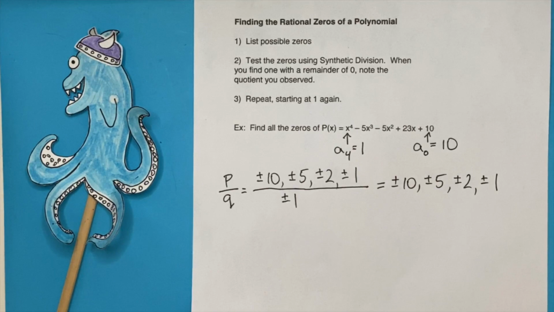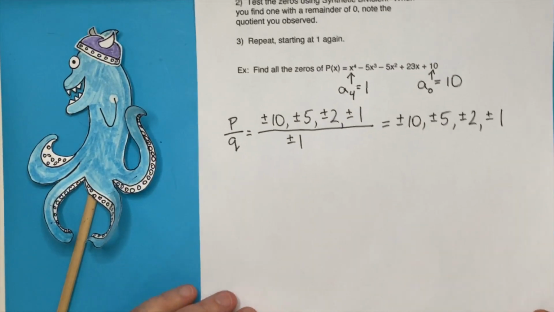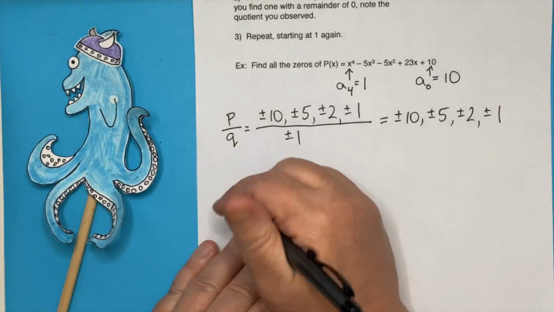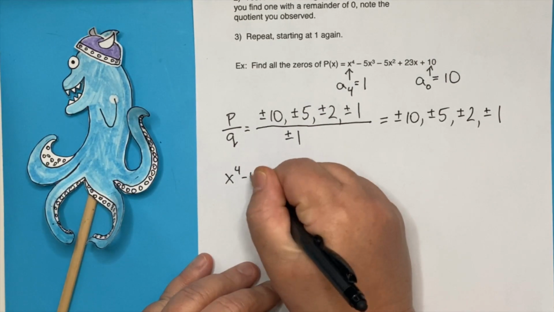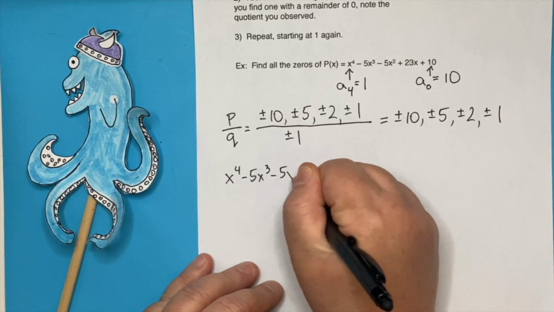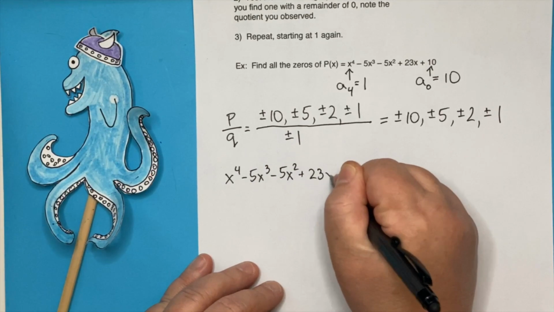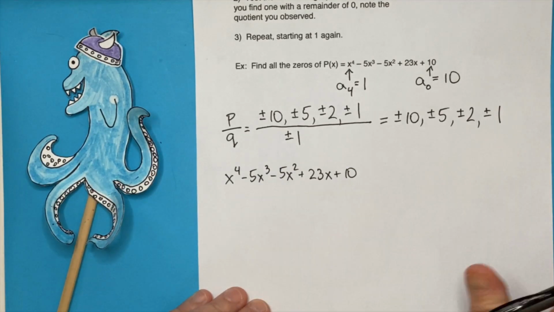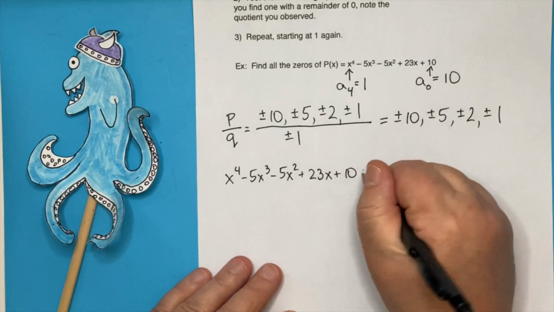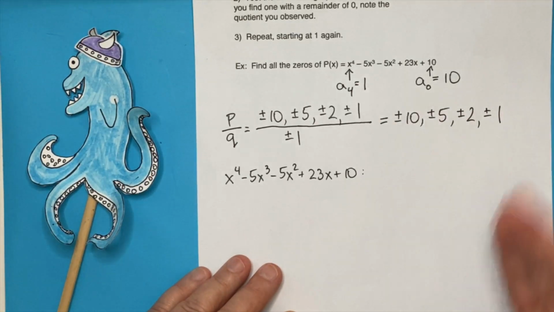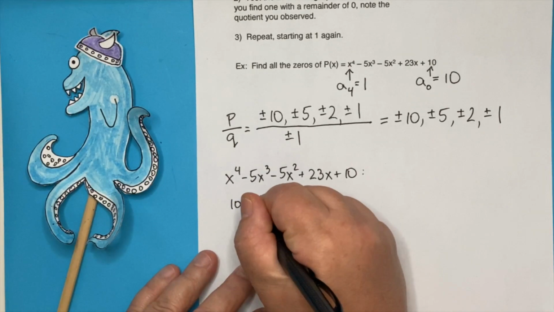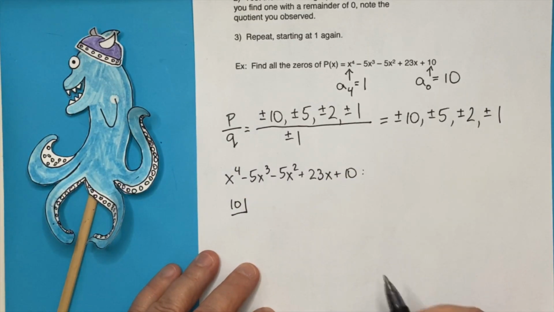So now what do we do? Well, what we're going to do is use synthetic division. So if I've got x to the fourth minus 5x cubed minus 5x squared plus 23x plus 10. Let's see, anybody missing? 4, 3, 2, 1, 0. No, all the terms are there. Then I'm going to use synthetic division, and I have to pick one. And honestly, you can pick whatever number you like.